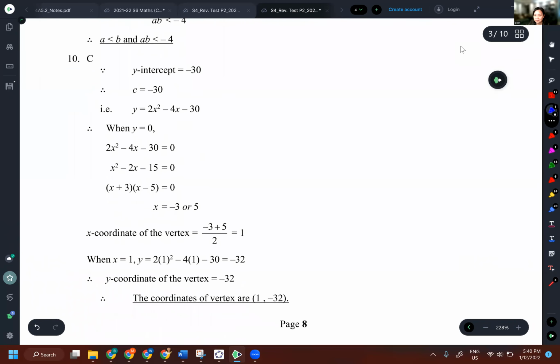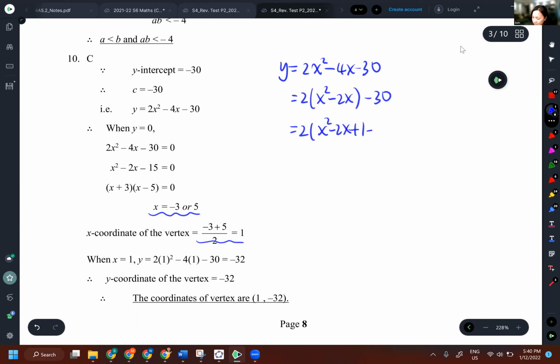For question 10, the vertex. Now here, I didn't use completing the square to find the vertex. In this question, you can use the symmetry. Now you see I'm using the symmetry to find the vertex. You can also use completing the square. Now if I use completing the square, you will take out 2. And then you plus 1 minus 1.